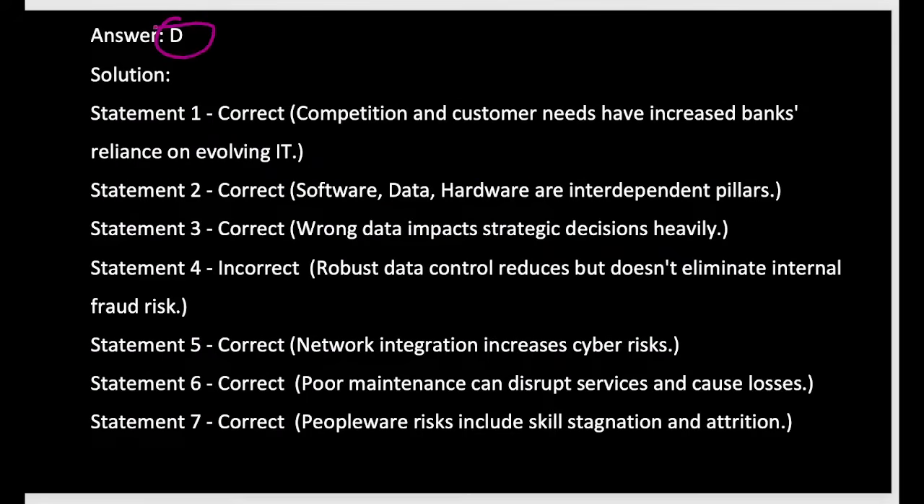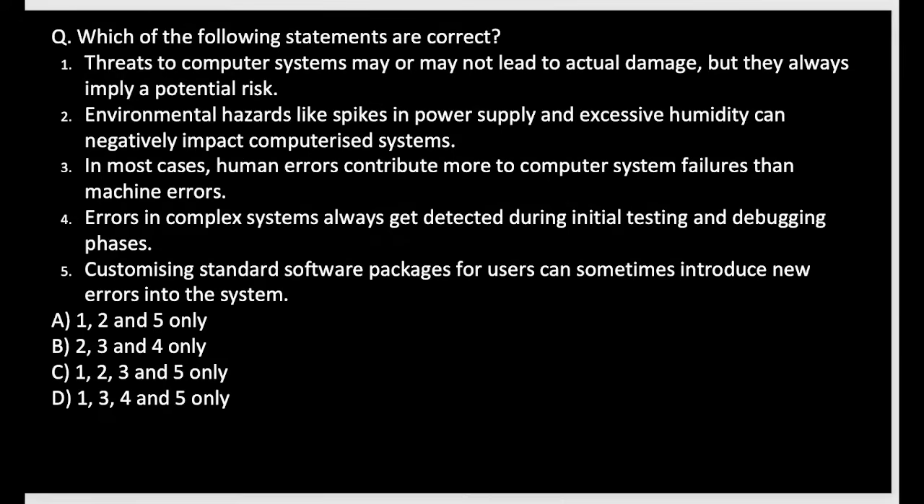The only statement incorrect was 4. Robust data control reduces but doesn't eliminate the internal fraud. It helps the bank to reduce but it cannot completely eliminate. Next one, correct statement again.